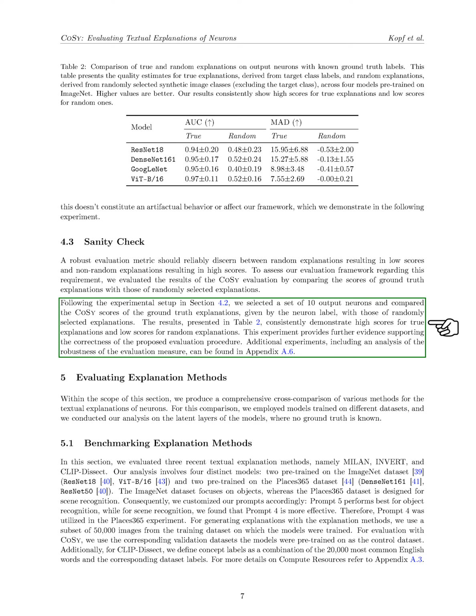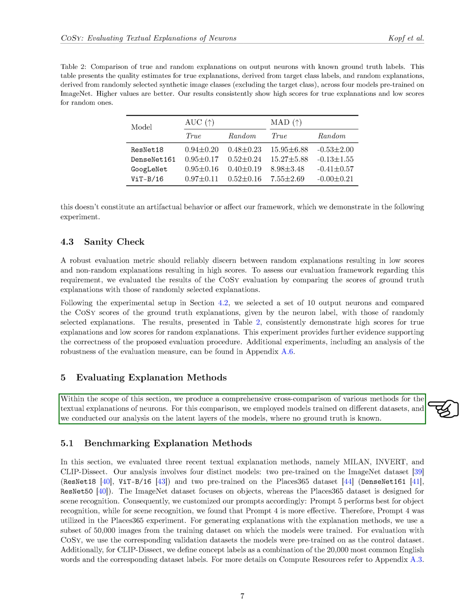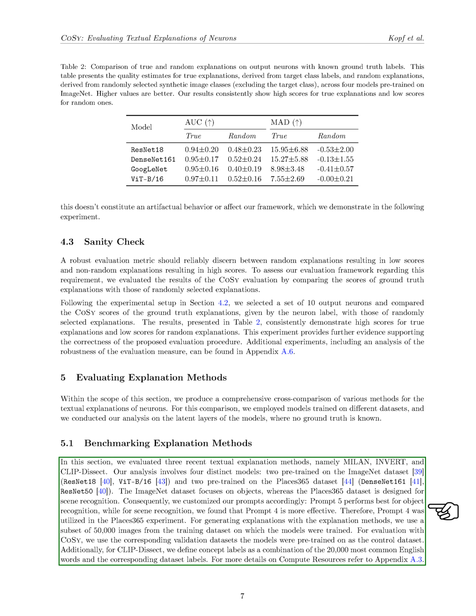Section: Evaluating Explanation Methods. In this section, we conducted a thorough comparison of various methods for providing textual explanations of neurons. We used models trained on different datasets and analyzed the latent layers of these models where no ground truth is available. We evaluated 3 recent textual explanation methods, Milan, Invert, and ClipDissect, using 4 models pre-trained on the ImageNet and Places365 datasets. The ImageNet dataset focuses on objects, while the Places365 dataset is for scene recognition.